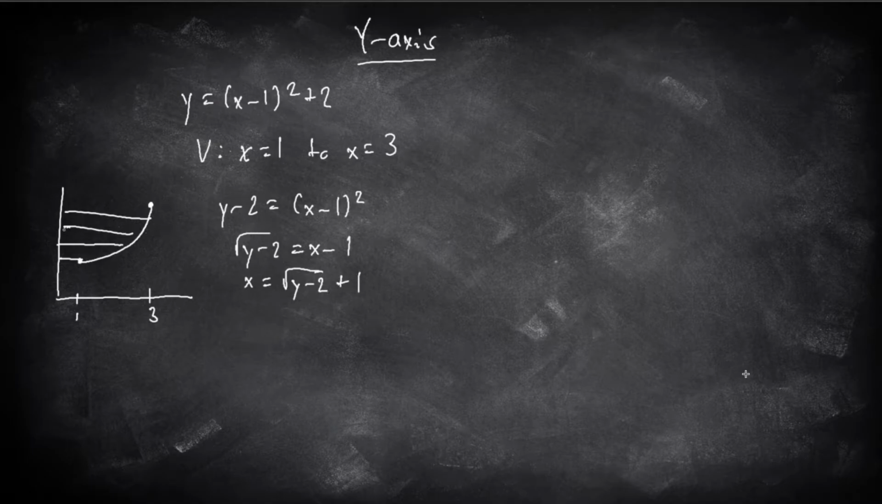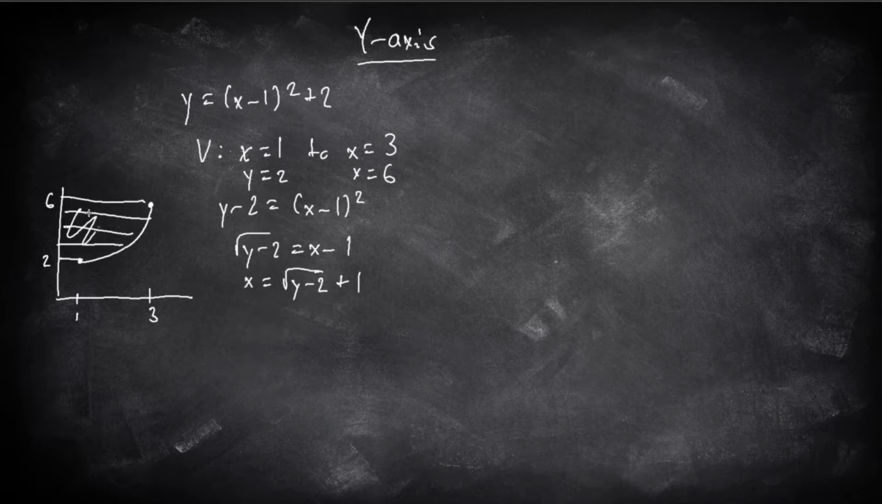Okay, now that we're working with the y, we can't use these values anymore. So we need to think from here to here. So what are those values? We'll just plug it in. Plug in x equals 1. That's 0. 0 squared plus 2 is 2. Plug in 3. 2 squared plus 2. That's 4 plus 2 is 6. So we're going from 2 to 6.